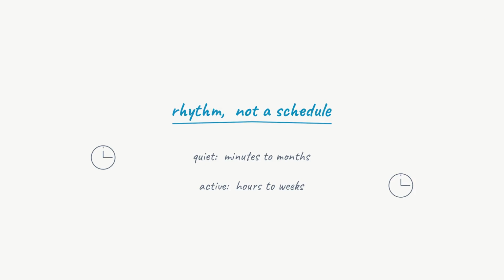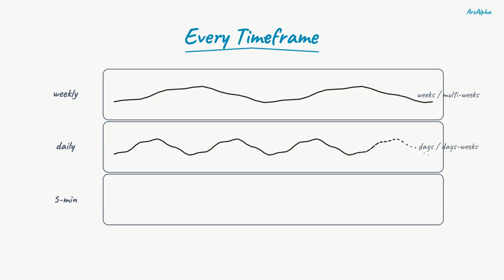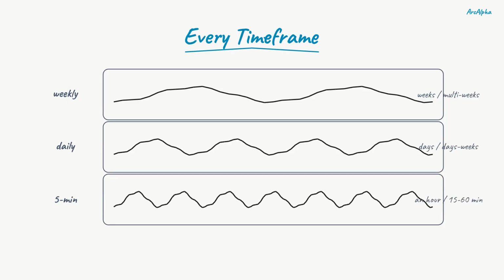Here's the part most new traders miss. This rhythm shows up on every time frame. Zoom out to a weekly chart. You see long quiet stretches, weeks of range-bound price, followed by multi-week active moves, then quiet again. Zoom to a daily chart. Same pattern, faster. Quiet stretches last days. Active moves last days to a couple of weeks. Zoom to a 5-minute chart inside a single trading day. Same pattern again. Quiet stretches last maybe an hour. Active moves last 15 minutes, 30, an hour.